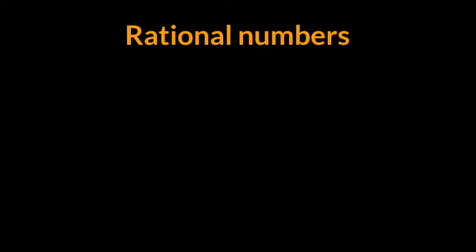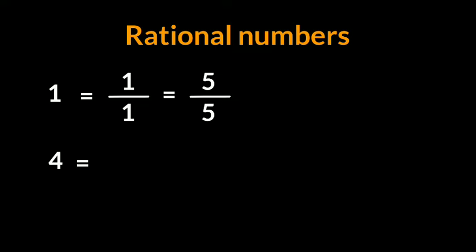Now, examples of rational numbers are 1, which is also an integer, right? 1 can be derived from 1 divided by 1 or 5 divided by 5. Okay, that's how we can get our 1. Another example is 4. How can we get 4 with two integers? 4 is an integer divided by 1, which is also an integer. How else can we get 4? We can get 4 by 8 divided by 2. 8 is an integer, 2 is an integer.